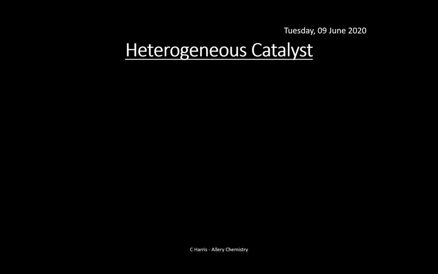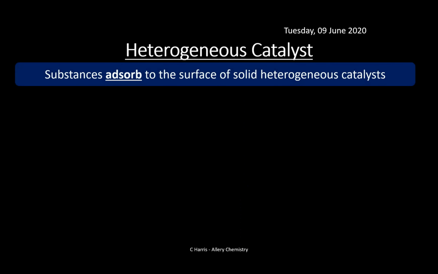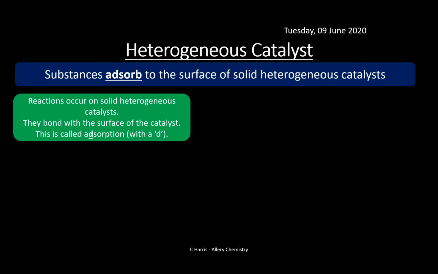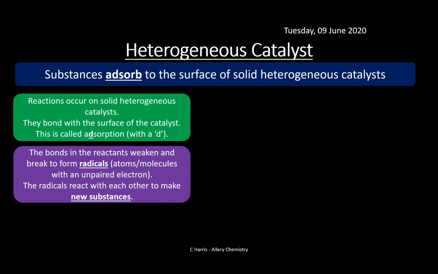Right. So let's look at a little bit more detail at heterogeneous catalysts. So heterogeneous catalysts work by substances adsorbing, that's not a mistake here, that's definitely a D, adsorbing to the surface of the catalyst. So reactions occur on solid heterogeneous catalysts, so they actually occur on the surface of these, and like I say, the substances bond or adsorb to the surface of the catalyst, and that allows reactions to happen. So the reaction actually happens on the surface of these catalysts.